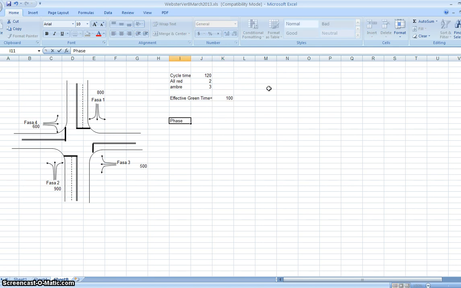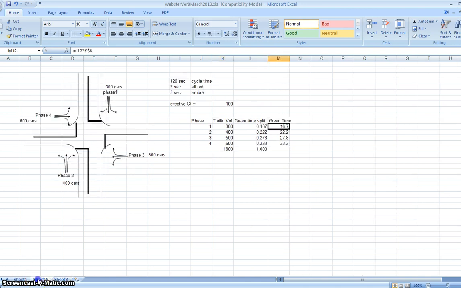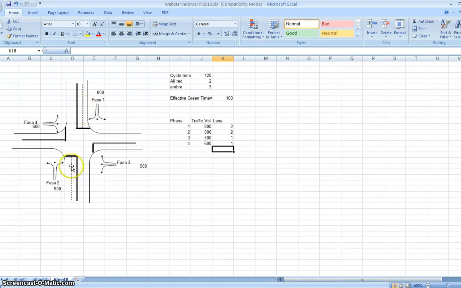Let's say phases 1, 2, 3, 4, and we have traffic volume for phase 1 of 800, phase 2 of 900, phase 3 of 500, and 600 for phase 4. For the lanes, phase 1 has 2 lanes, phase 2 has 2 lanes, phase 3 only 1 lane. So how are we going to divide this? Of course we cannot divide as in the previous case, because every approach had only 1 lane. But for this one we have 2 lanes, for north and south. So we can divide this based on the traffic per lane.